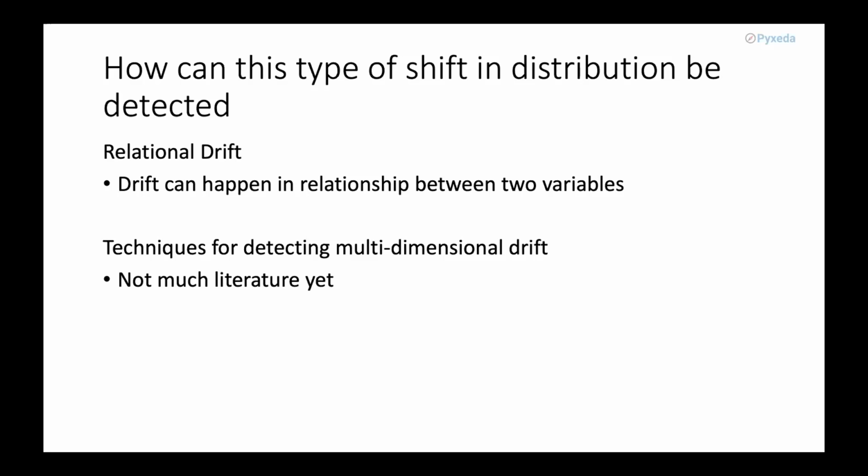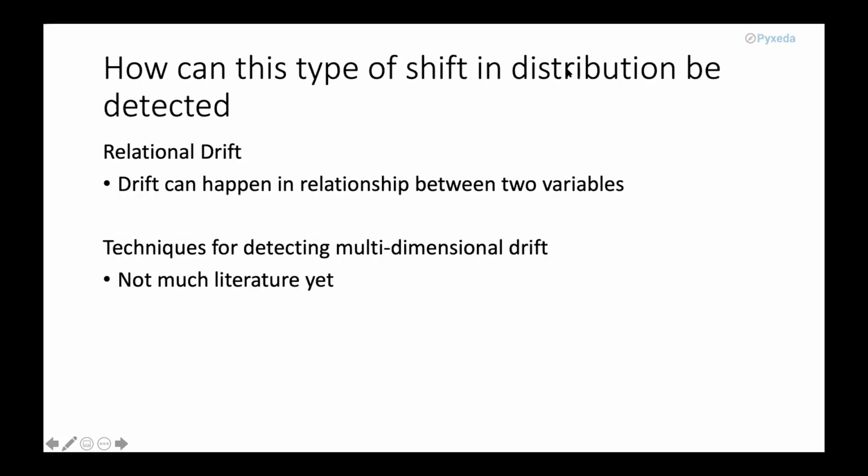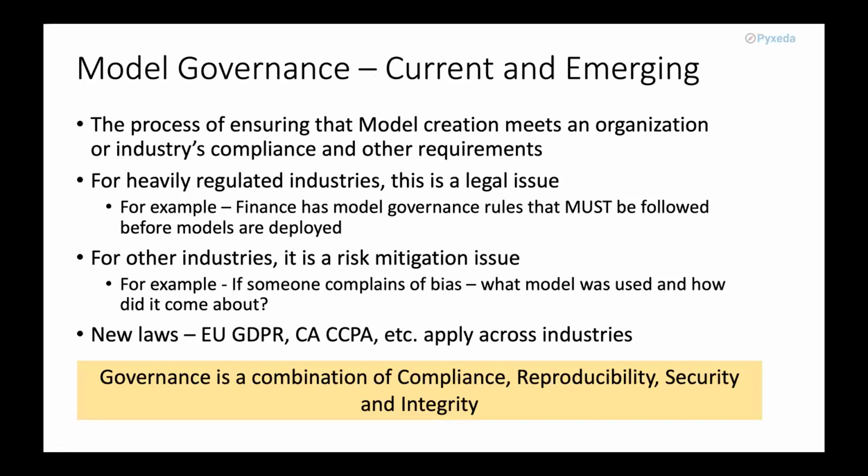So there are relational drifts, where multiple variables, either two or multidimensional drifts, can occur in such a way that watching a single variable will not tell you, but somehow looking at all of them together is going to tell you. These are some of the areas where people are still struggling to understand the notions of drift. Now, other areas that are emerging in the future: model governance is a big one.